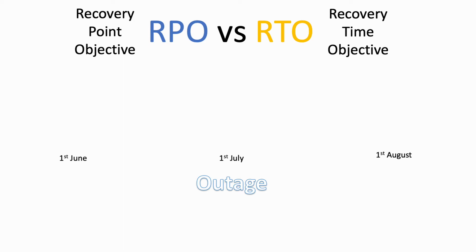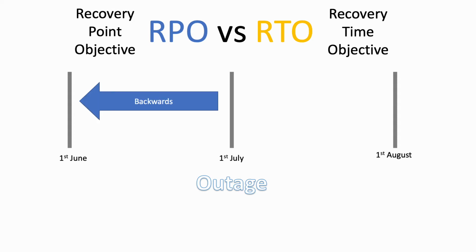Let's look at a hypothetical scenario here. On the 1st of July, we experienced an outage. Now when we look at what RPO is, it's backwards, right? It's basically saying, when was the last time we did a backup from which we can restore? In this example, I used the date of the 1st of June. Now, it seems a little bit extreme, but I just want to highlight the case here, right? So basically, we did a backup on the 1st of June, and the RPO is the point at which we can recover our backups from that date, okay?